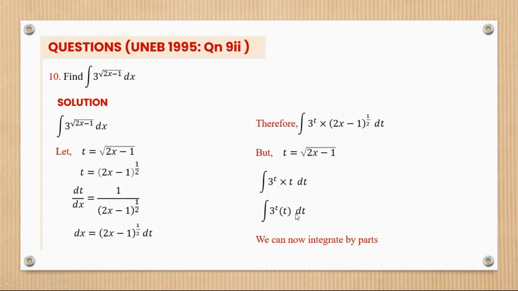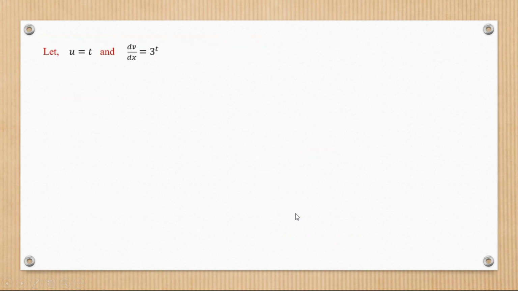So you can now integrate by parts. Integrating by parts, we're going to let u be equal to t, and we're going to let dv/dt be equal to 3 to the power t. When we differentiate u, we have du/dt being equal to 1, and to find v, remember we're going to integrate 3 to the power t, of which our v shall now be equal to 3 to the power t over ln 3. This is knowledge that's very important, and we learned this from the video on integrals of exponential and logarithmic functions.